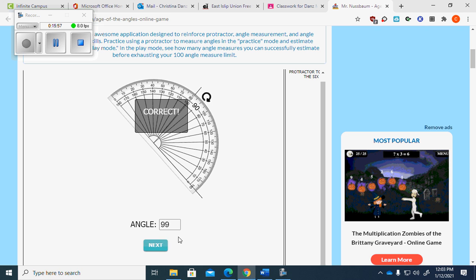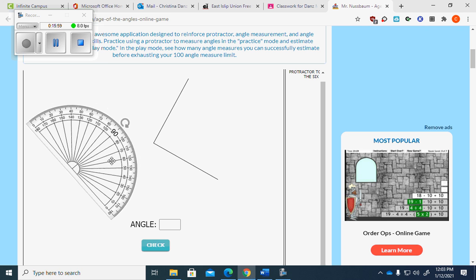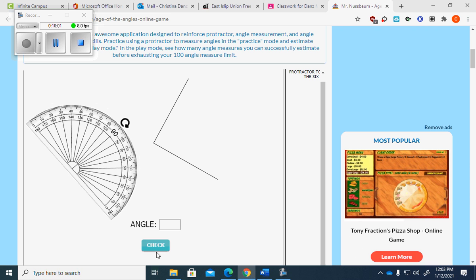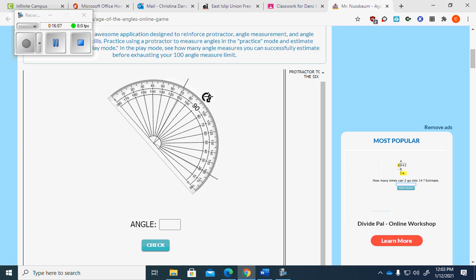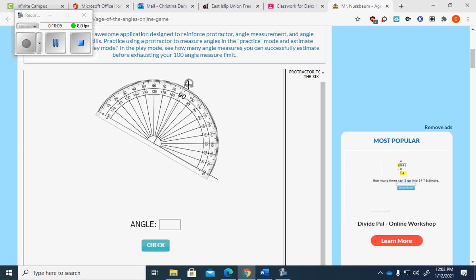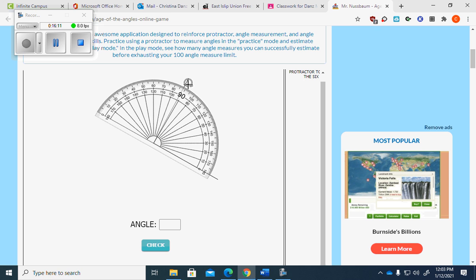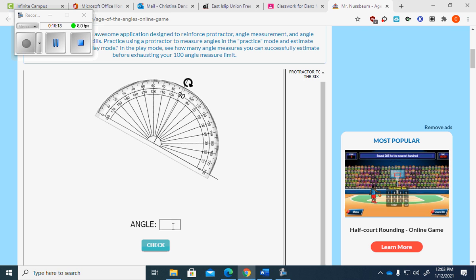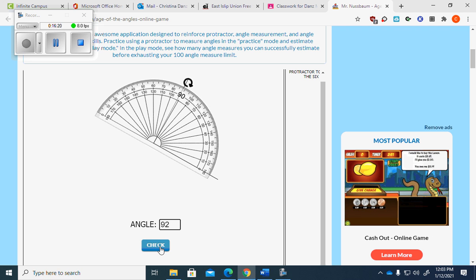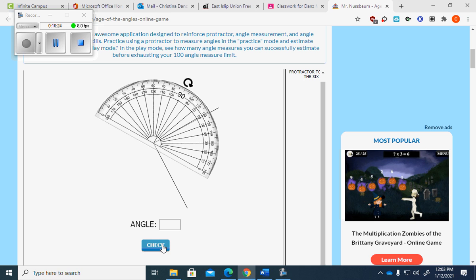And I'm correct. Next, I want these angles to point the other way. I don't know if it ever will. So I put that on the vertex. I turn this, and I read from the 0. It's a little more than 90. Looks like 92. And I'm correct. So I guess they all point that way.